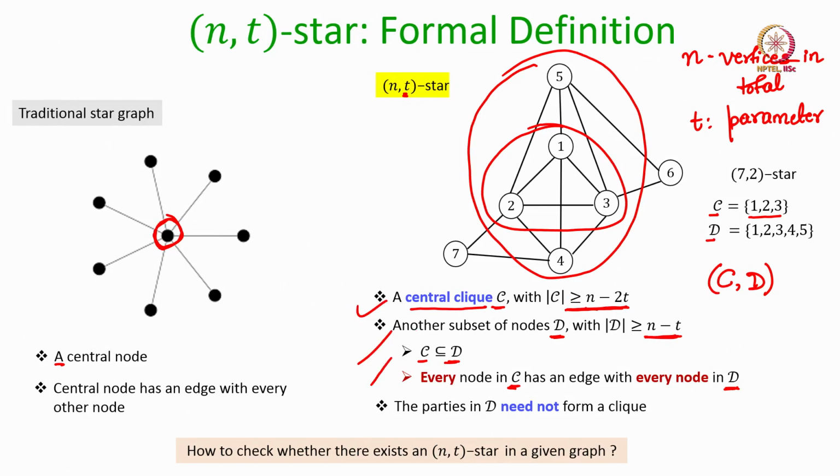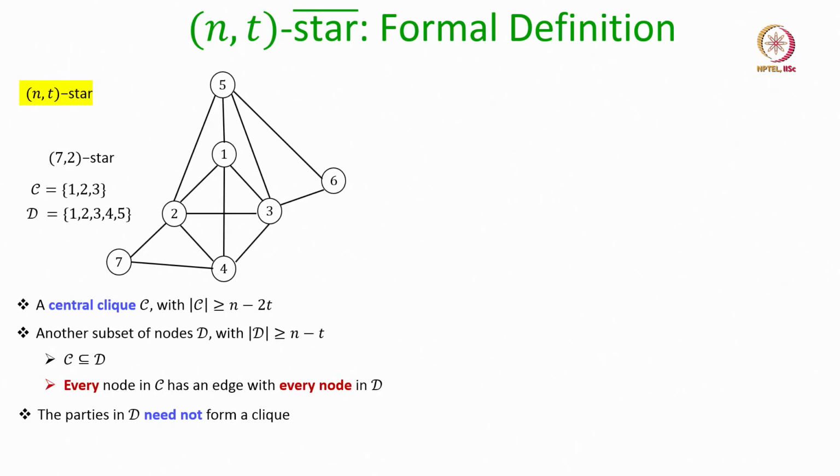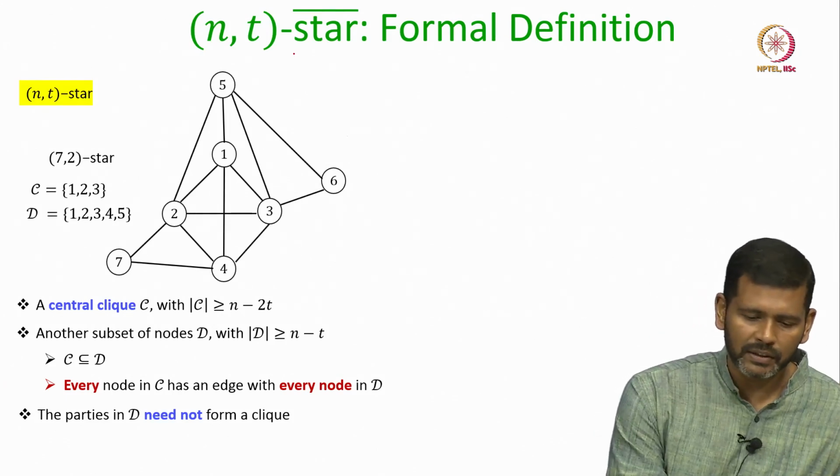If at all a graph has an NT star, then for one candidate C and one candidate D, you will get that all these conditions are satisfied and you will be able to find your NT star. But going over all candidate subsets C and D will require an exponential amount of computation. We are not interested in that algorithm, we want a polynomial time algorithm. Okay. So, before going into the polynomial time algorithm, we will see a related structure in the graph.